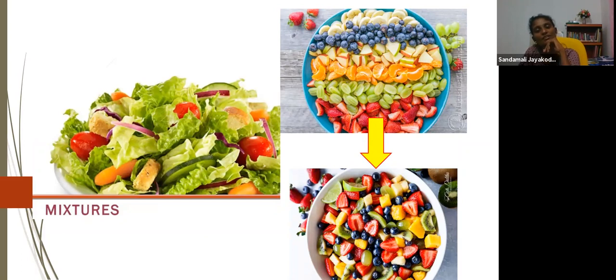But sometimes we have some mixtures to separate the components. So we have to use different methods to separate those components. So in this lesson, we are going to talk about those separation methods too.